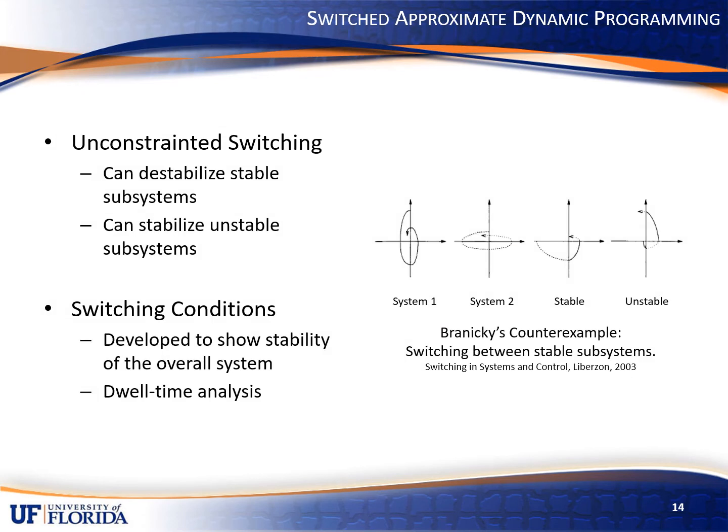But why does switching add complexity to this problem? Why can't we just switch freely between the different feedback gains and learning policies? And this is because it's well known that switching between multiple stable subsystems may actually result in an overall system that's unstable. So we need to consider exactly how the system switches to show overall stability of the switched system.